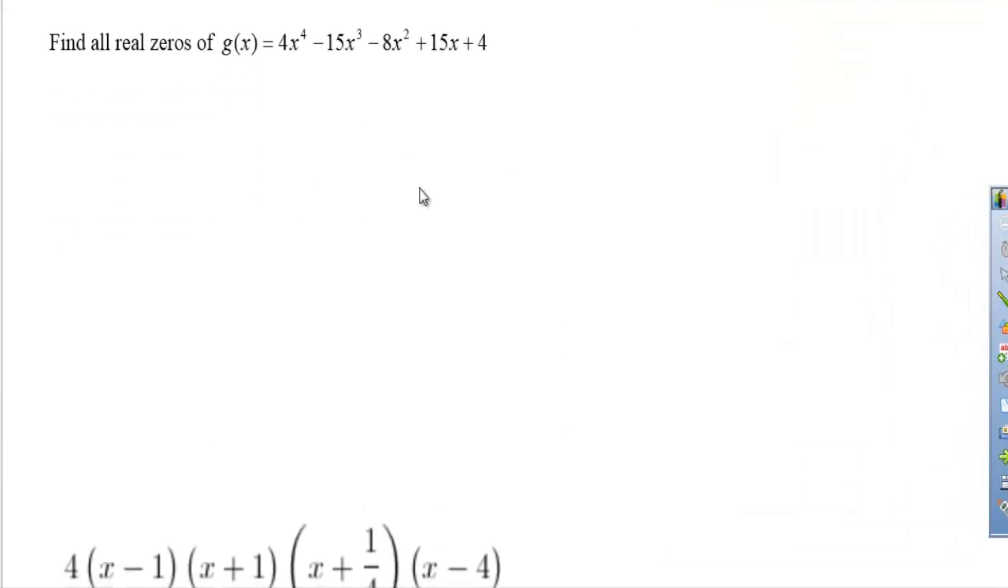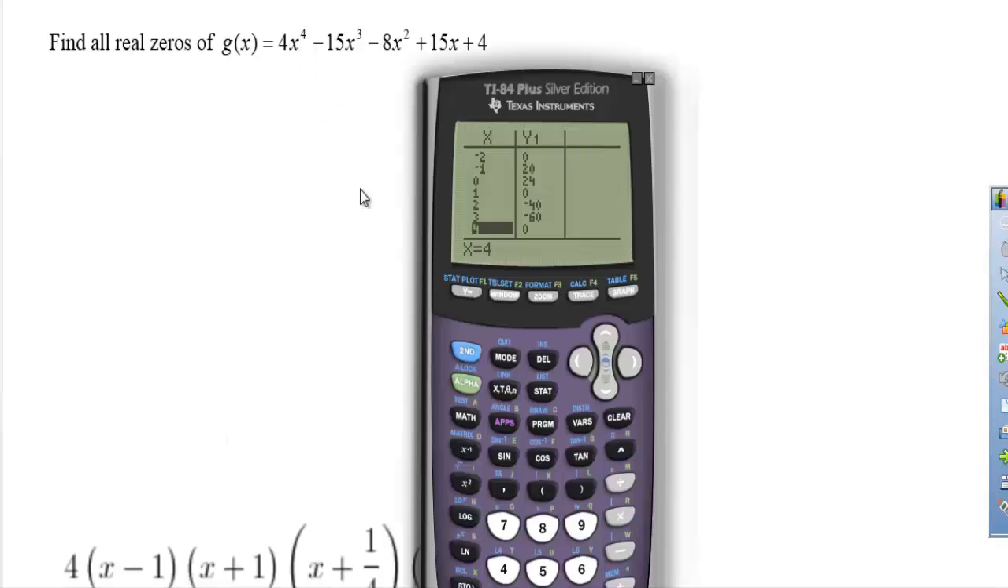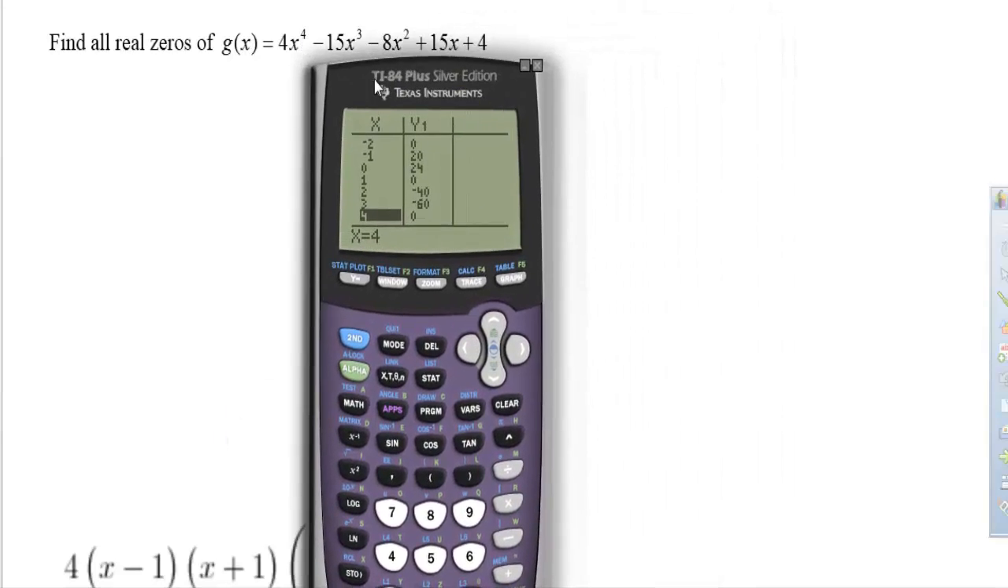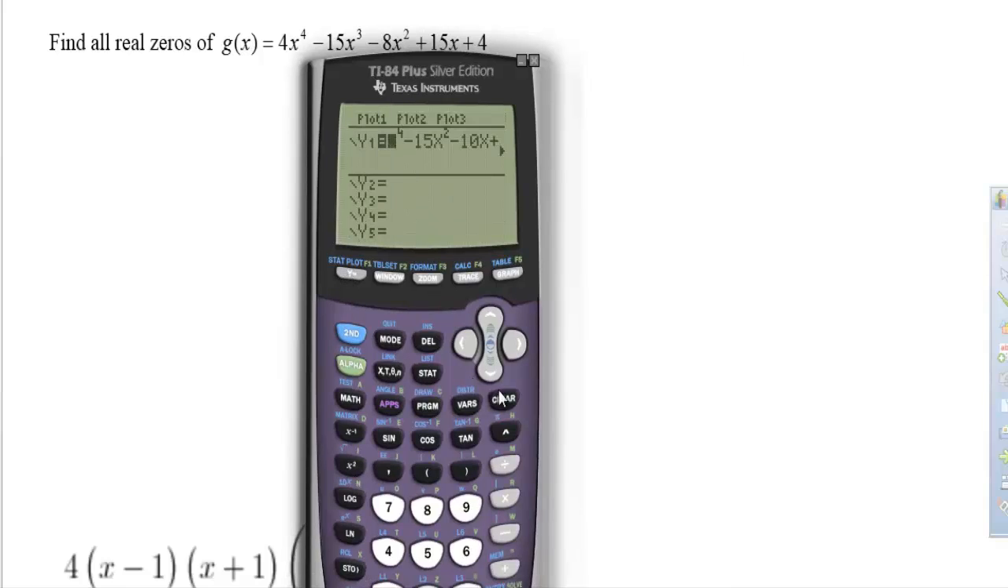Okay, let's take a look at this value. So again, I see a fourth degree polynomial. I'm going to go ahead and put this in the calculator. So I know by virtue of the fact that it's a fourth degree that there are 4 possible real roots.